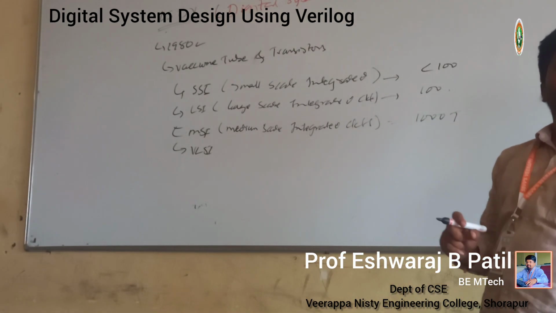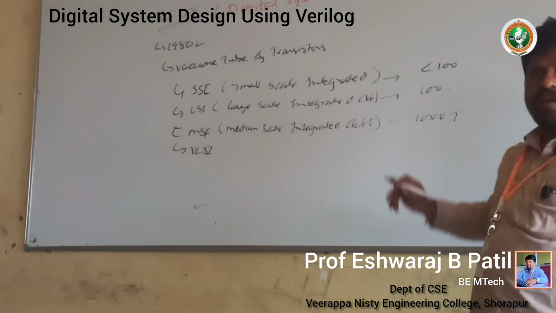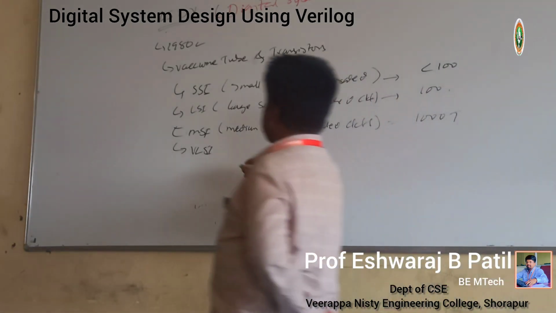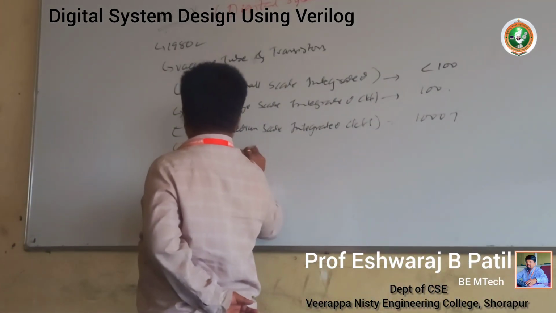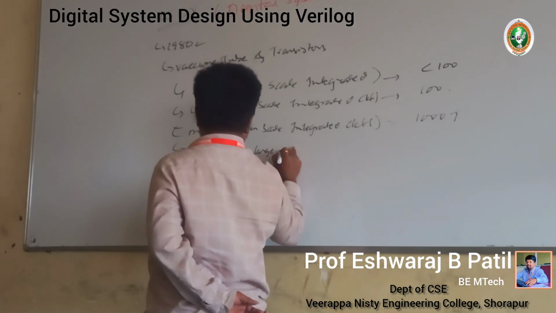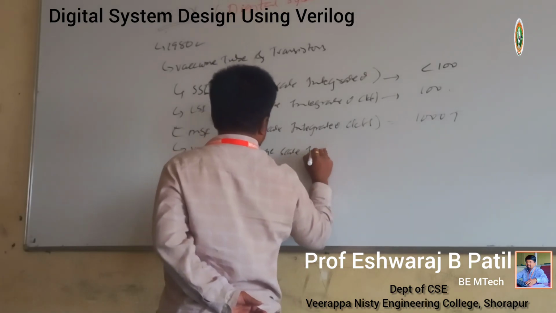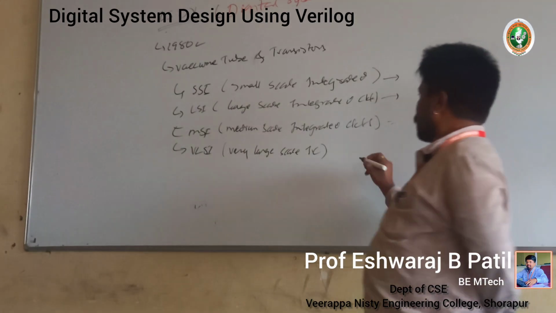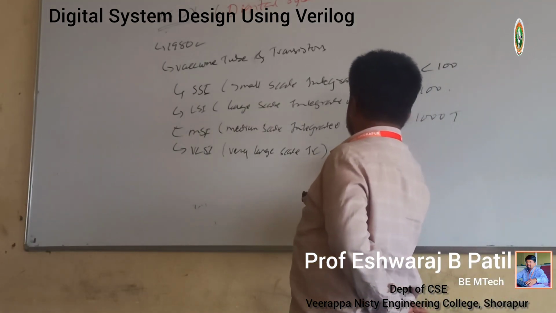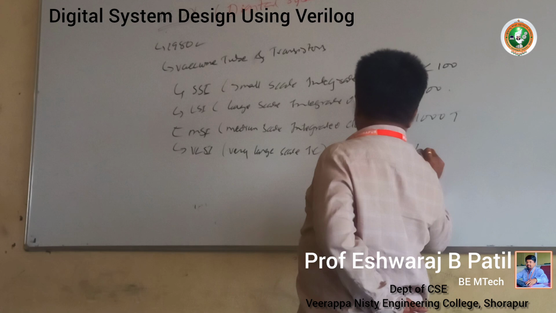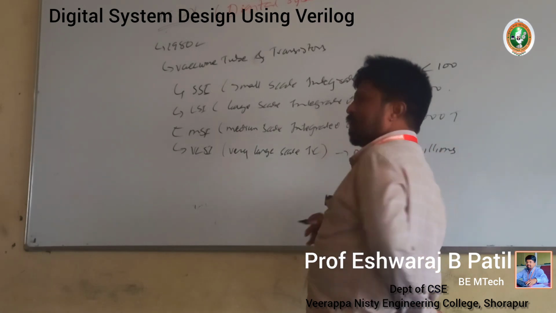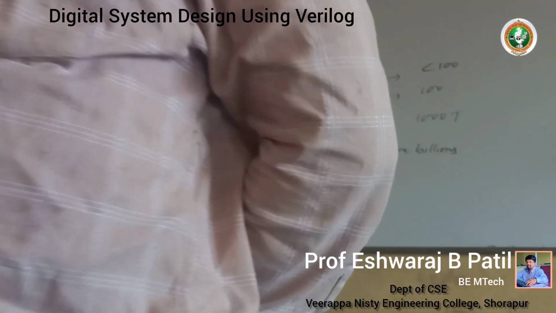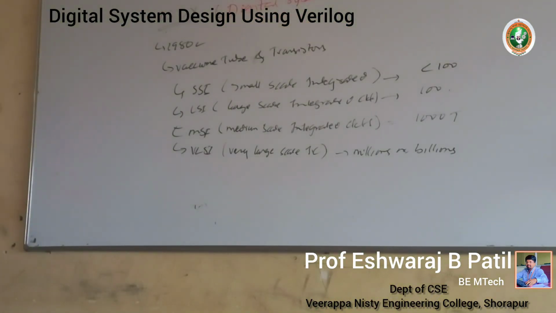If I have more complexity in my digital design, definitely I will go with this type of IC. VLSI is nothing but very large scale integrated circuits. Here millions or billions of transistors are used to implement this type of IC. These are the different types of ICs.